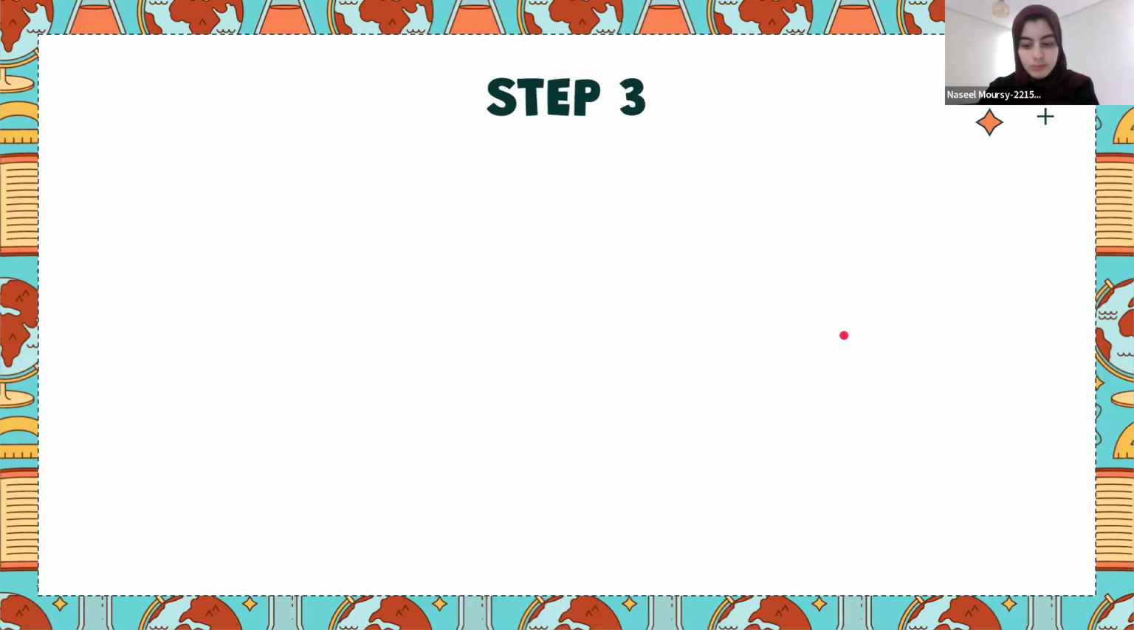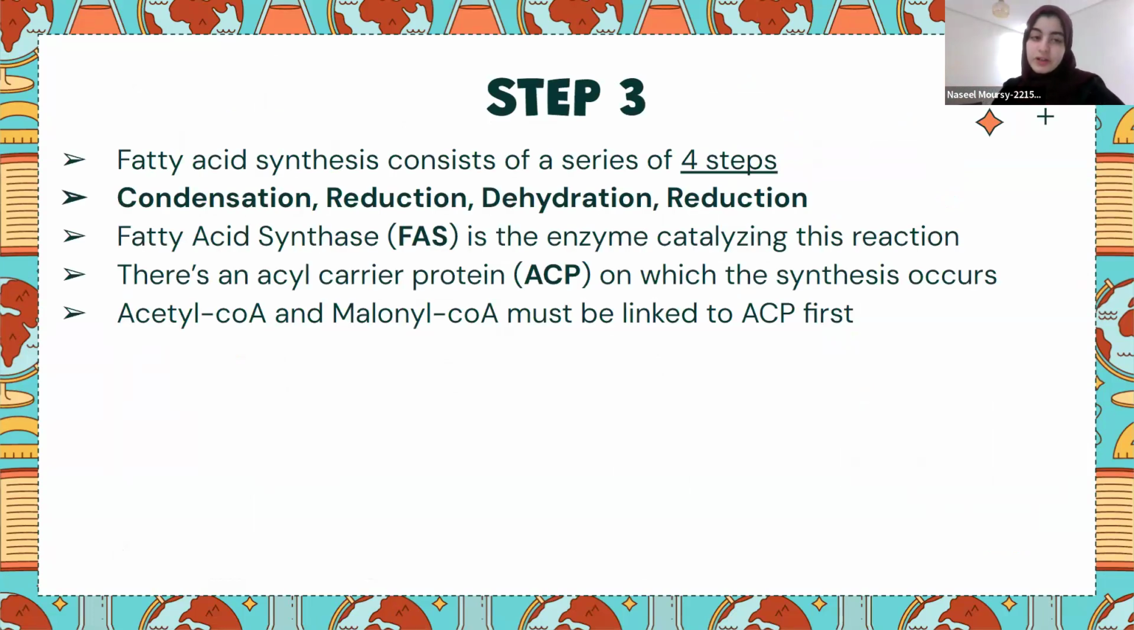Now step 3, which is how we always see them, the weird elongating diagrams. Okay, so let's break that down. First, fatty acid synthesis consists of a series of 4 steps. So this stage 3 has 4 substeps. These 4 substeps are condensation, meaning condensing the things together, reduction, which is adding hydrogen, dehydration, removing water, and reduction again, so adding more hydrogen. They occur in this order, and we'll explain each one of them.